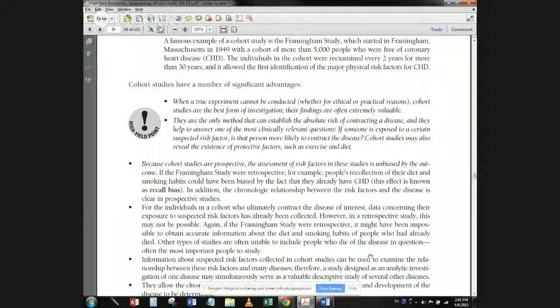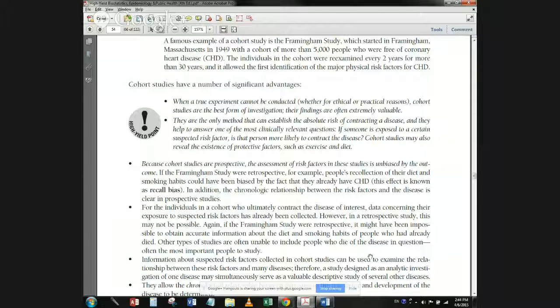For the individuals in the cohort who ultimately contract the disease of interest, data concerning their exposure to suspected risk factors has already been collected. However, in a retrospective study, this may not be possible. Again, if the Framingham study were retrospective, it might have been impossible to obtain accurate information about the diet and smoking habits of people who had already died. Other types of studies are often unable to include people who die of the disease in question, often the most important people to study.